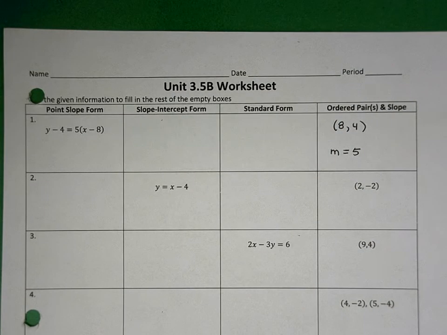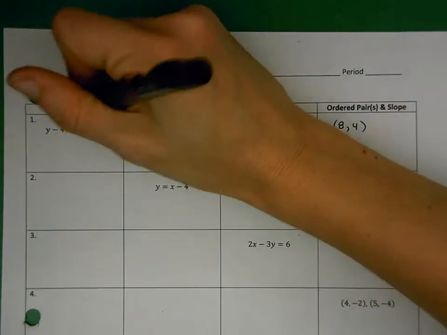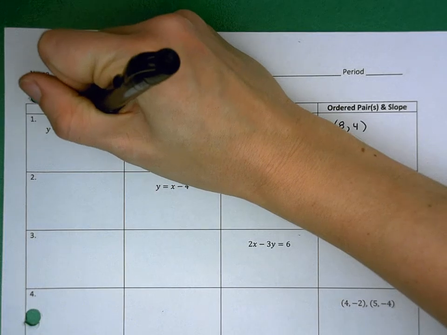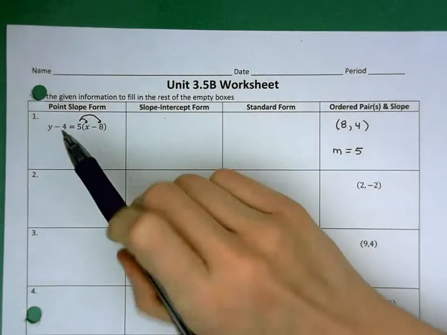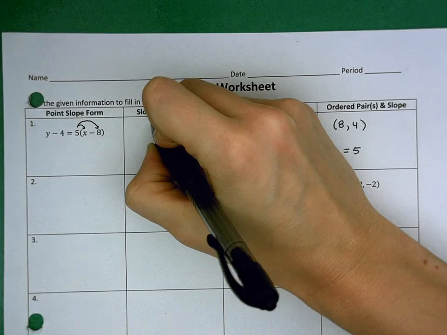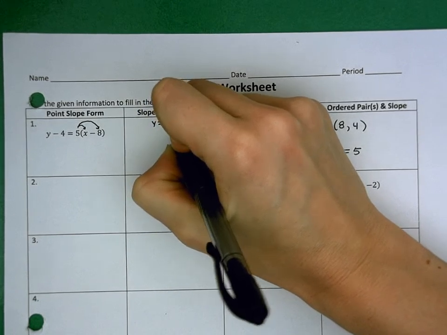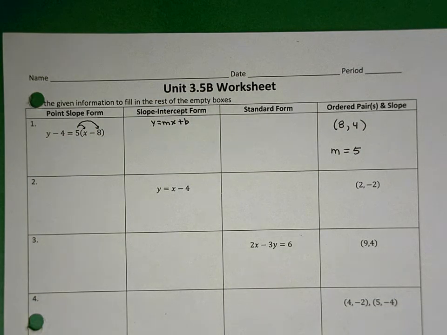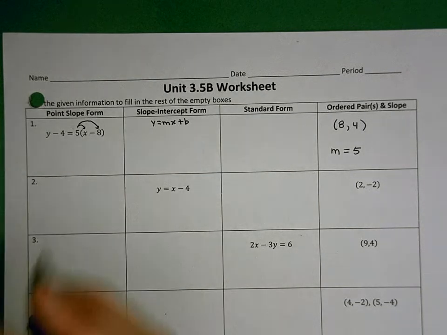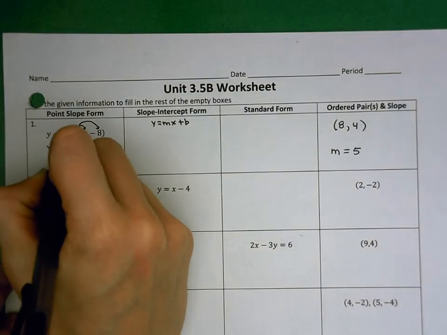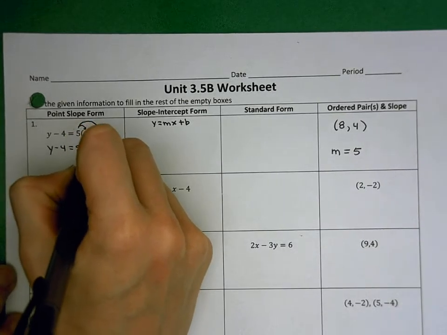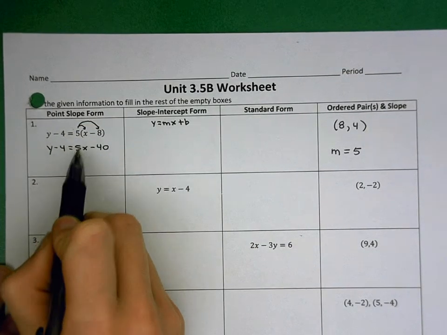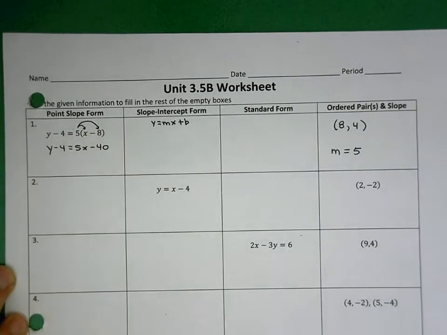Okay. To turn a point-slope form equation into slope-intercept, we first need to start with distributing. Because when you look at point-slope, which is this form, and you look at slope-intercept, which is this form, y equals mx plus b, one of the first things you realize is there are no parentheses in slope-intercept form. And so to get rid of those parentheses, we're going to distribute that 5. So when I do that, I get y minus 4 equals 5x minus 40, because 5 times x is 5x, 5 times 8 is 40.